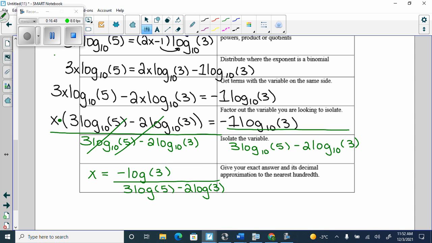What'd you get? Negative 0 decimal 418? Yeah.